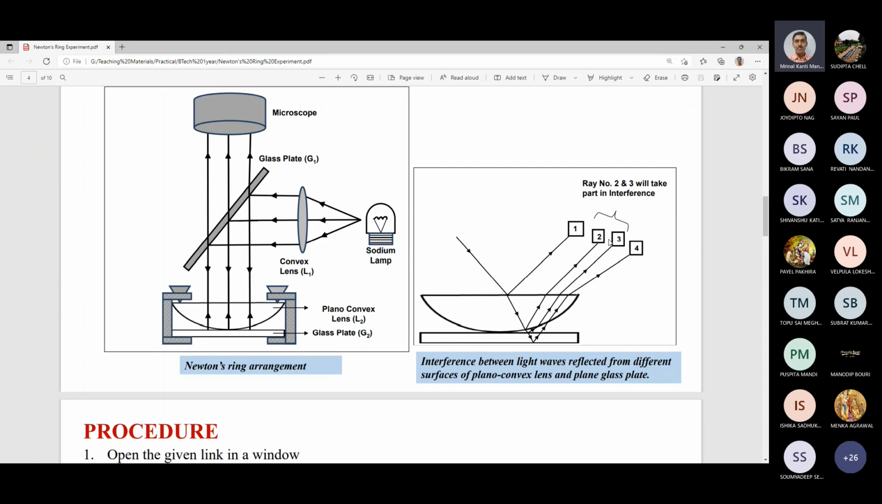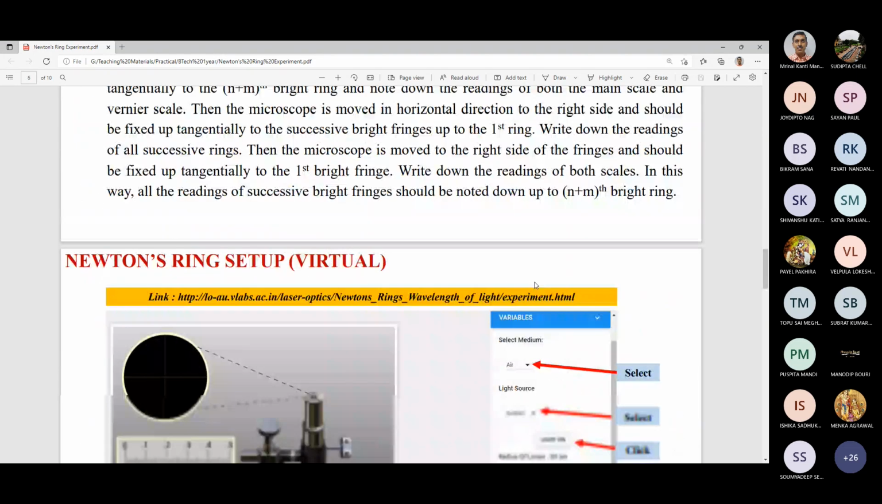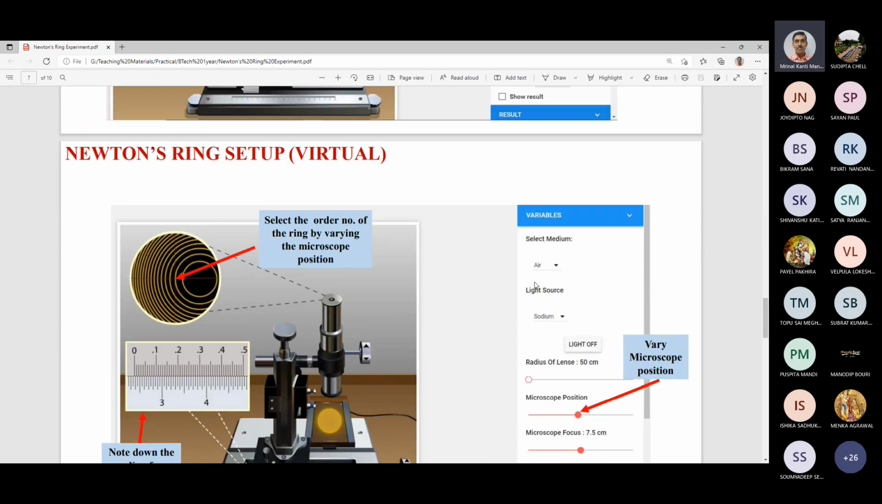And this interference pattern will be circular in shape, right? So how it will look, that we can show you. It will look like this type of ring pattern we can observe, right? This is bright, this is dark, this is bright, this is dark, and in this way we can observe the ring pattern.